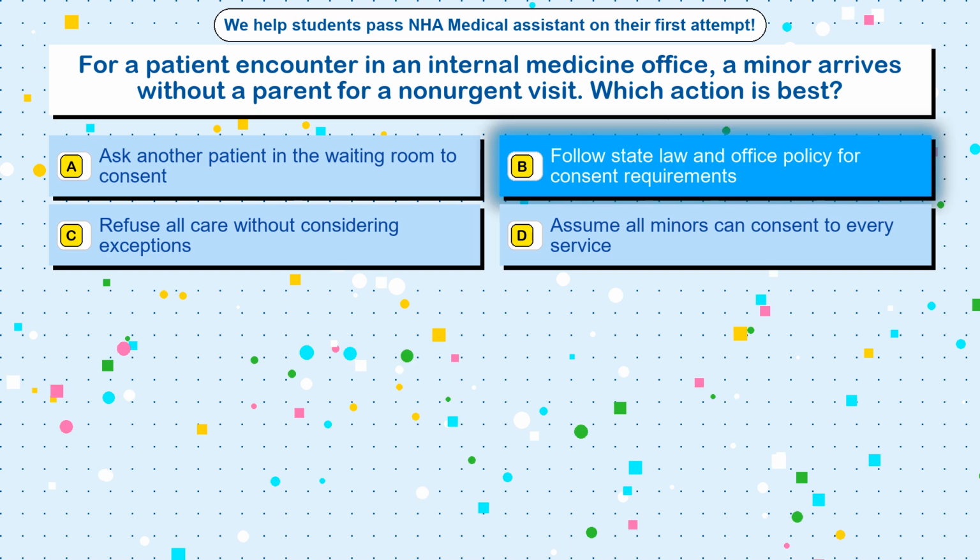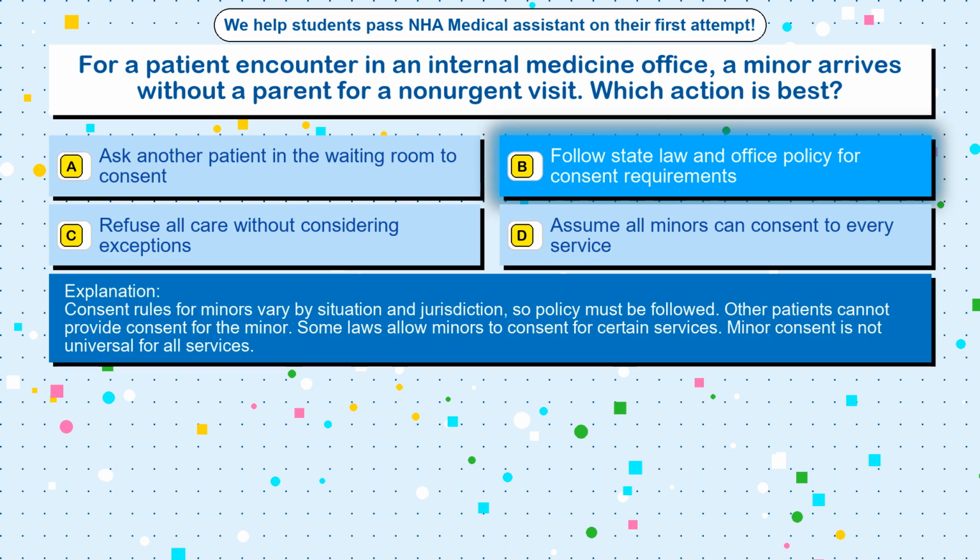The correct answer is option B, follow state law and office policy for consent requirements. Consent rules for minors vary by situation and jurisdiction, so policy must be followed. Other patients cannot provide consent for the minor. Some laws allow minors to consent for certain services. Minor consent is not universal for all services.